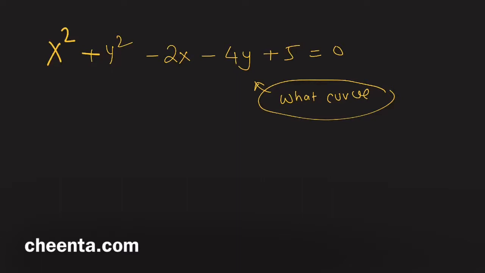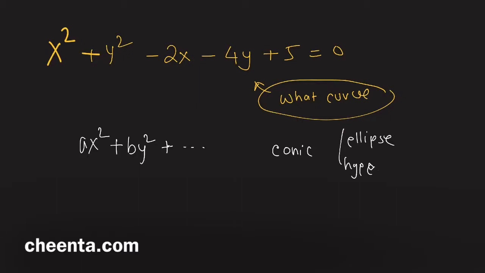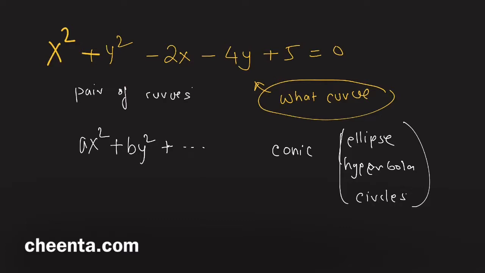Now, in general, you would assume that if something like ax square plus by square, something like this is given, it could be a conic, like an ellipse or a hyperbola or a circle. And there are several standard forms of these things. But the trickier ones would involve something called pair of curves. So this will be equation of one curve multiplied by the equation of another curve.